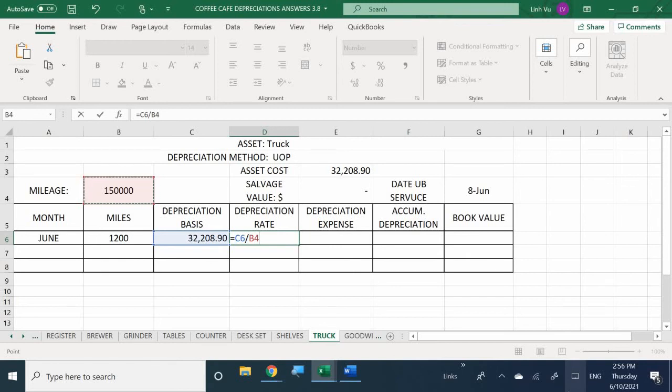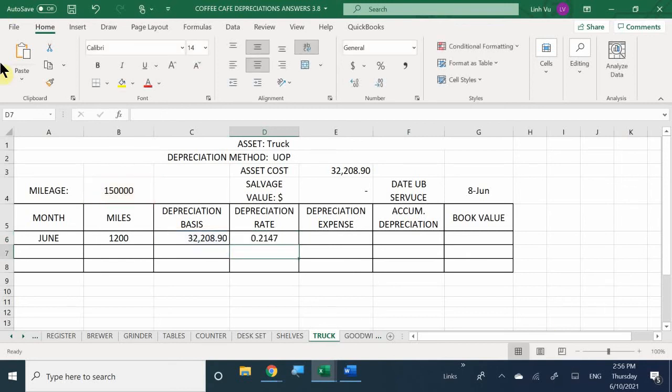0.21. Okay? That means every mile that I drive, it's going to cost me 21.47 cents. So roughly about 21.5 cents for every mile I drive is how much I'm going to depreciate it. So in this case, what is going to be my depreciation expense for the month of June?